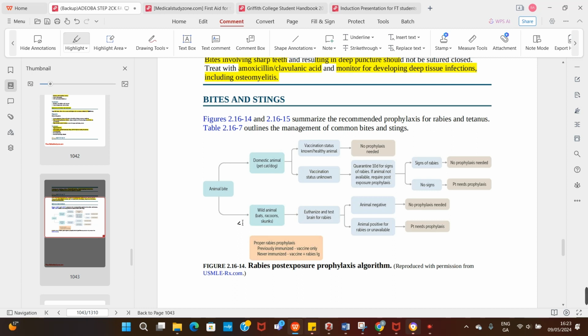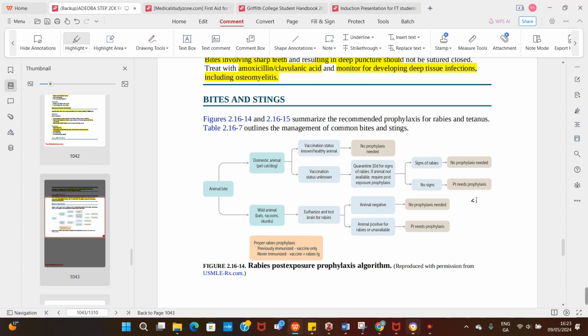All right. So let us ignore what we have here. It is a mistake. So you don't know the vaccination status of that dog, either because the owner doesn't know, or the dog is not available, or the cat is not available. You quarantine for 10 days. So if the animal showed signs of rabies, right? You must give prophylaxis. So there's a mistake here, it should be interchanged. You must give prophylaxis if there are signs of rabies. If there are no signs of rabies, the patient does not need prophylaxis. So what they wrote here doesn't make sense.